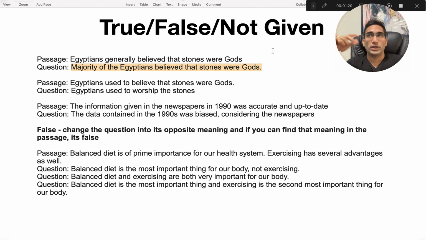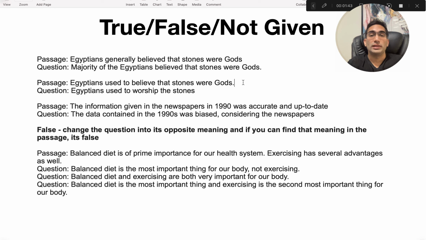So in my brain, what I rephrased is the exact same thing, which means this is true. Okay. And again, generally and majority are the same things. But also, just by rephrasing it in your head, you hear the same thing, then it's obviously true. If you don't hear the same thing, then you have to think between not given and false. All right. So let's have a look at the next one.